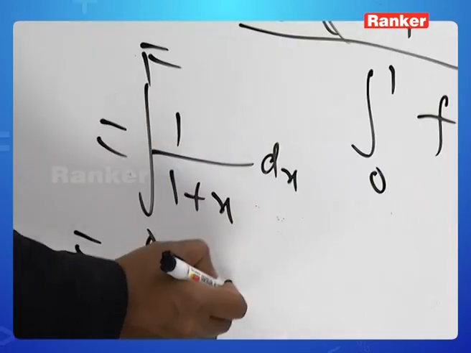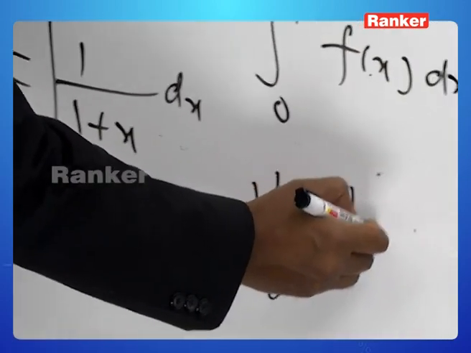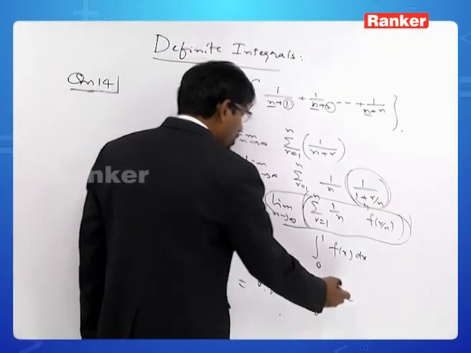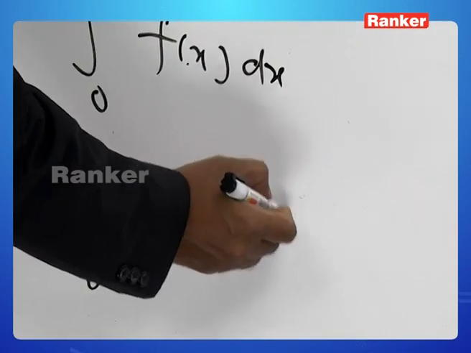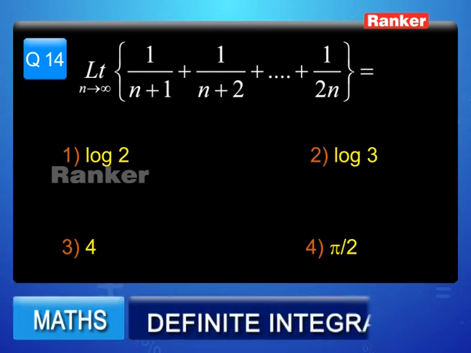And that is ln of 1 plus x within the limits 0 to 1, so that makes it ln 2 minus ln 1, that is 0, so ln 2. The right option is clearly seen in option 1. Answer is 1.